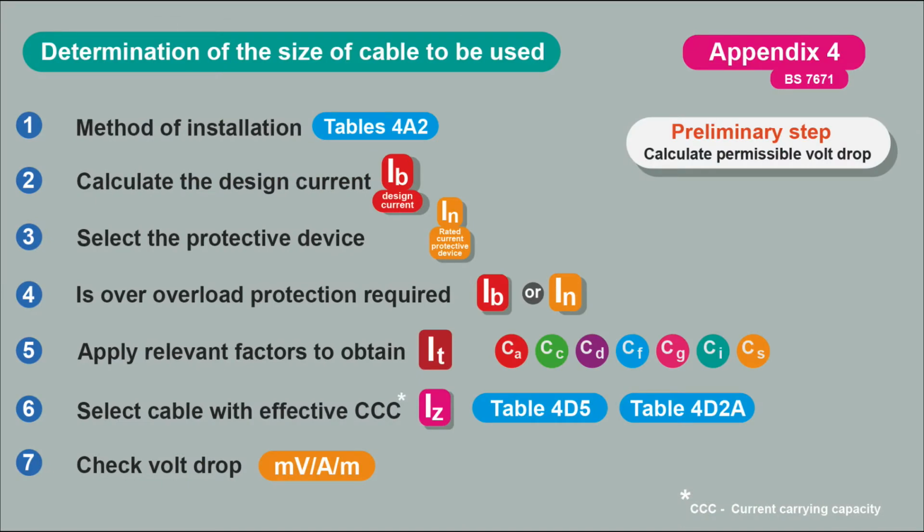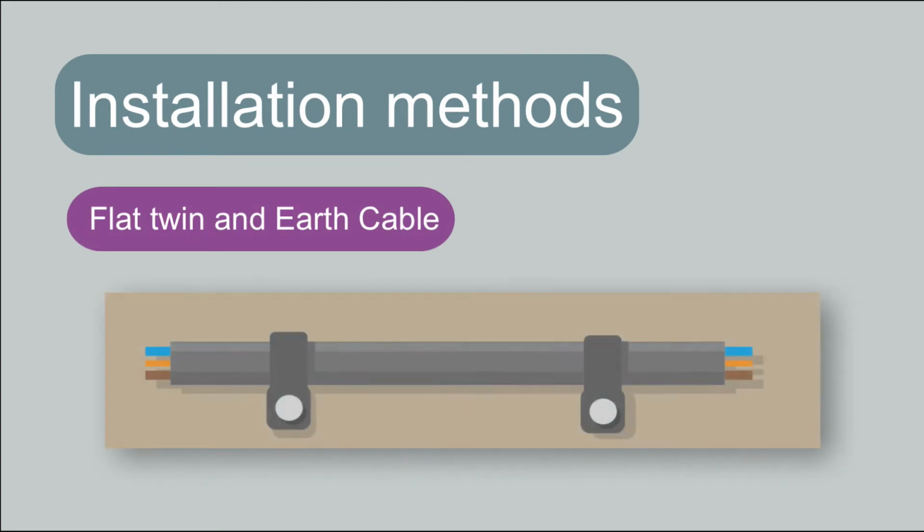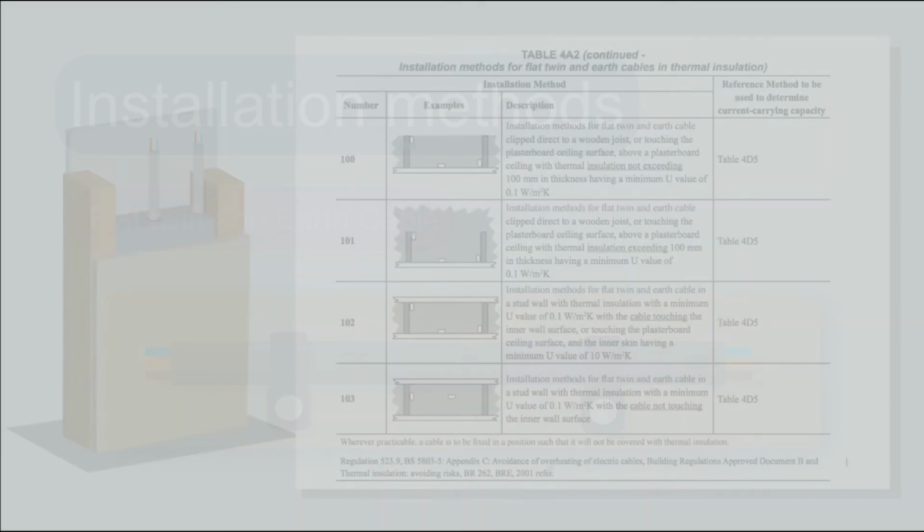We'll do a couple more examples, but I just want to mention how the methods of installation can affect the current carrying capacity of the cable. In a domestic rewire, the vast majority of the cable you're going to use is flat twin and earth cable. So let's just have a look at some installation methods and how this can affect the cable.